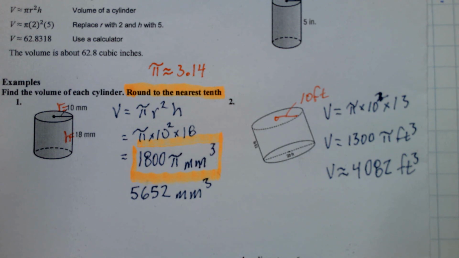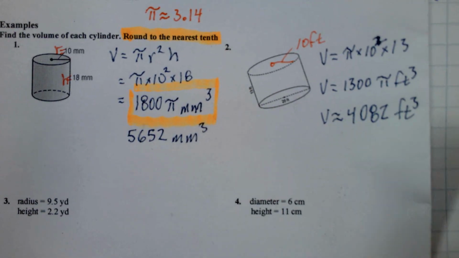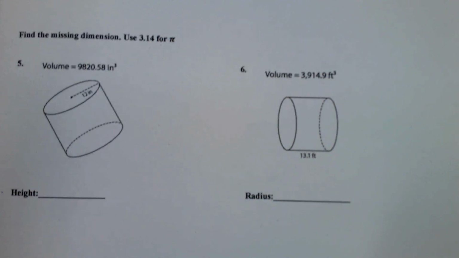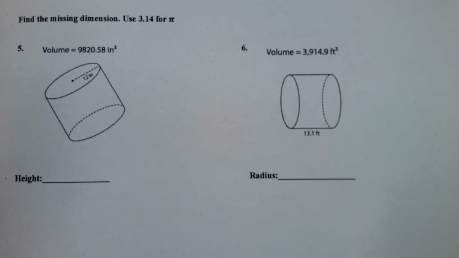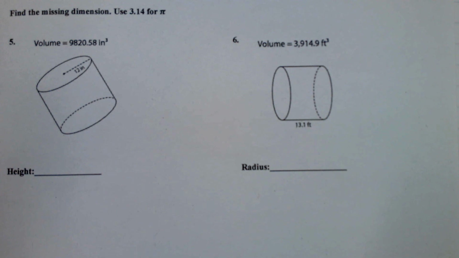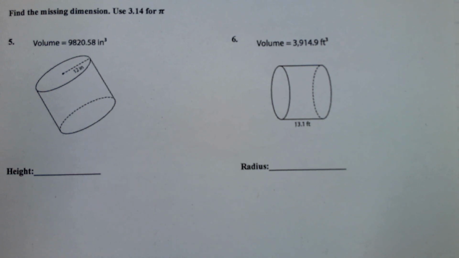I think that's enough there. I mean, they'll give you some word problems as well, but we've practiced enough with that. I want to move on to the second part on the next page, where we want to find the missing value. All right, so go ahead and take a look at this particular cylinder. So they give us the volume, 9,820.58 cubic inches.